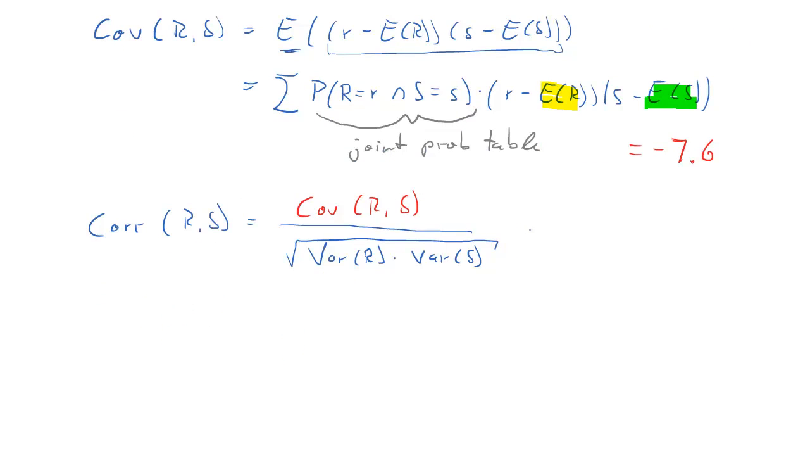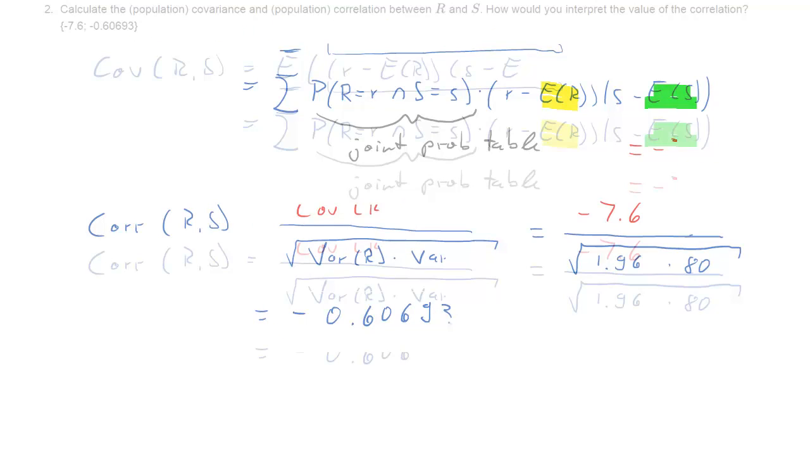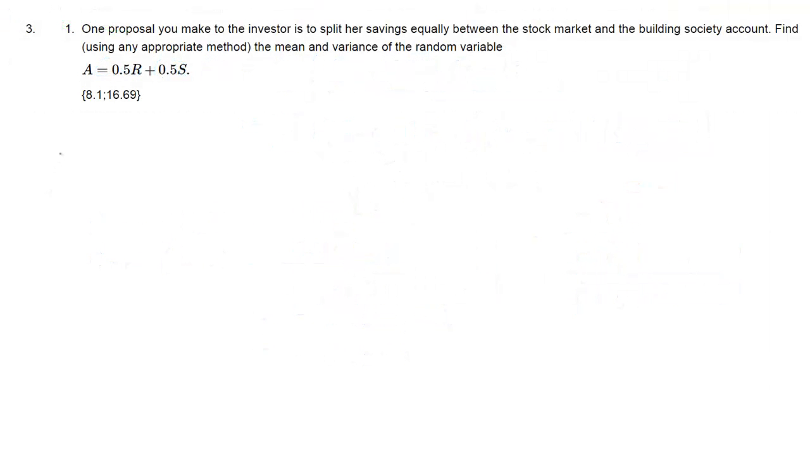We have the 2 variances, we have the covariance. If you plug in all the values, you will of course get something negative because the covariance is negative and the variance is positive, and therefore the square root of their product as well. So we'll get a negative correlation, negative 0.6069. Moving to the next question, here we have a new random variable A, which is a combination of the 2 random variables R and S.